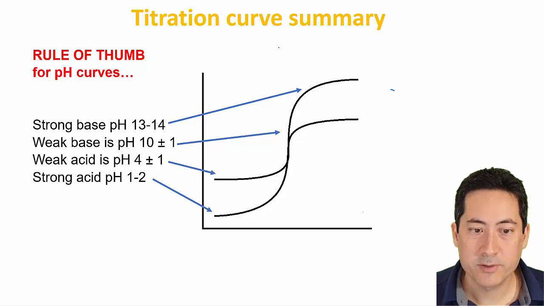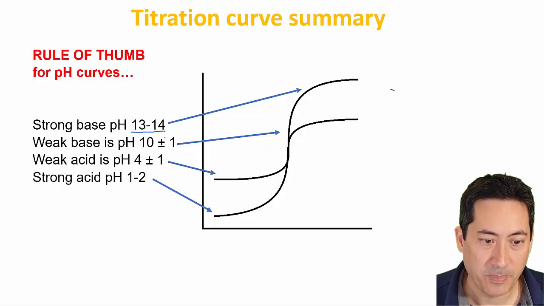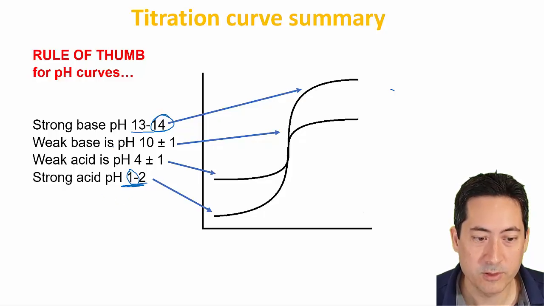So just a summary of titration curves here. When you hear a strong base, think about 13 to 14. So 14 is the max. Strong acid, 1 is the max, so about 1 to 2, ignoring superacids and so forth. Just as a general rule of thumb.